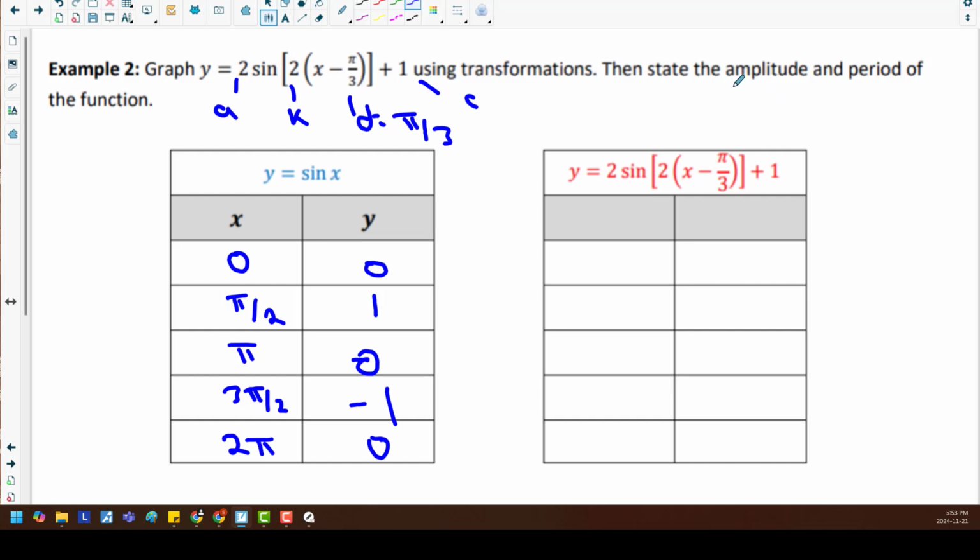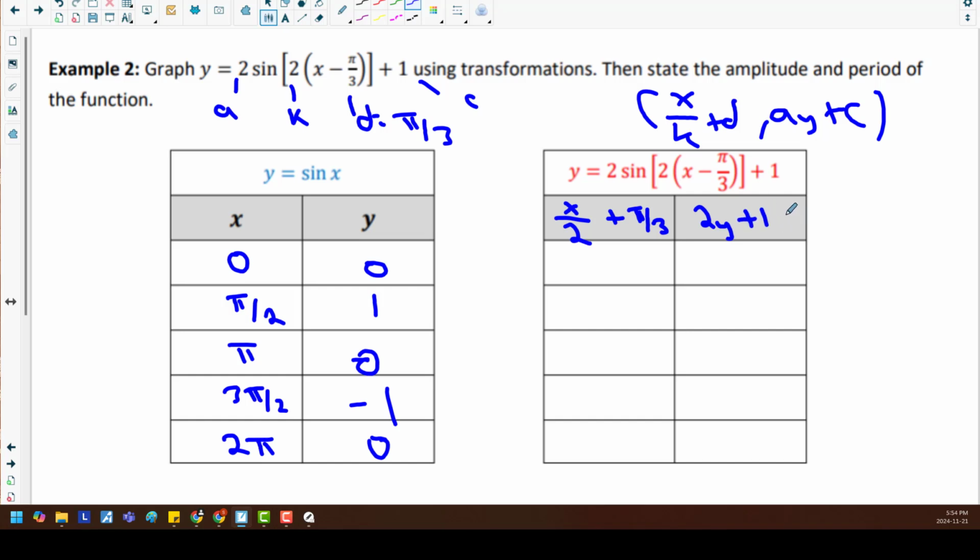And now our mapping notation, if you remember correctly, is x over k plus d, and a y plus c. That's my mapping notation. In this case, my k value is 2, so it's going to be x over 2 plus my d value, which in this case is pi over 3, so plus pi over 3. My a value is 2, so 2y plus 1. So let's do this. Plug in 0 into x, that's just pi over 3.